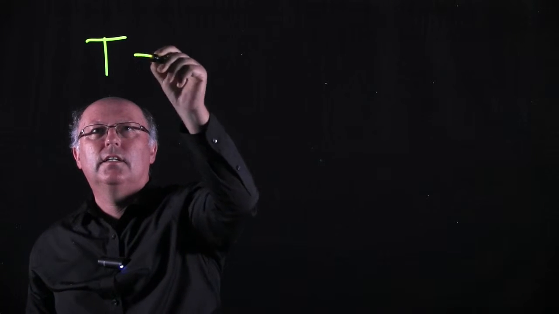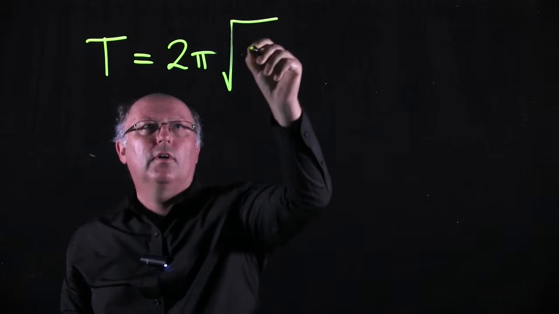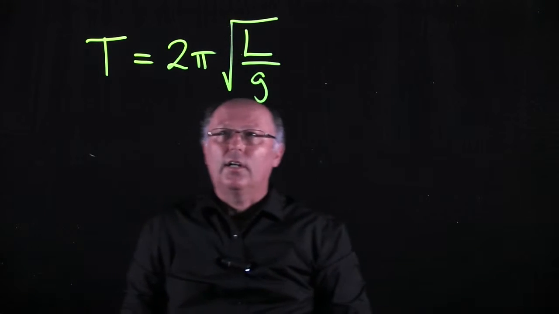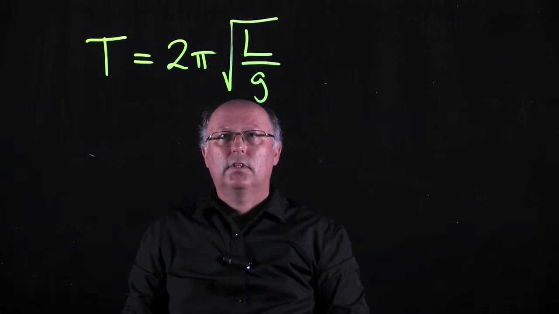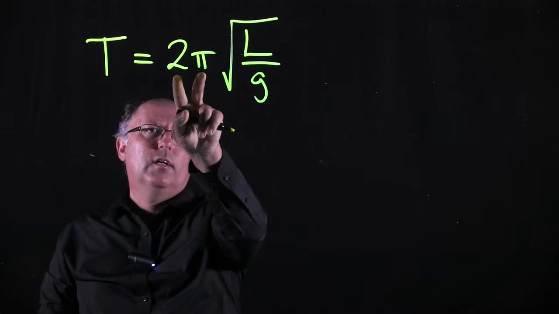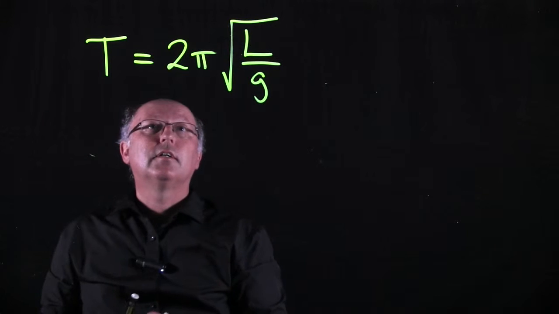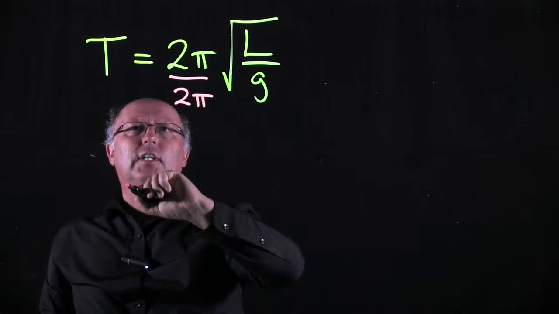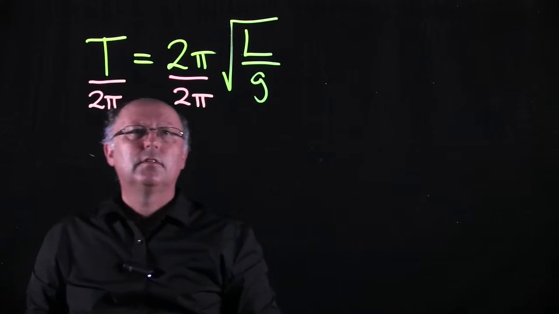T is equal to 2 pi the square root of L over G. I'd like to make L the subject of this formula. The first thing I need to do is to remove the 2 pi by dividing both sides of the equation by 2 pi. So if I divide the right hand side by 2 pi, to keep it equal I must also divide the left hand side by 2 pi.